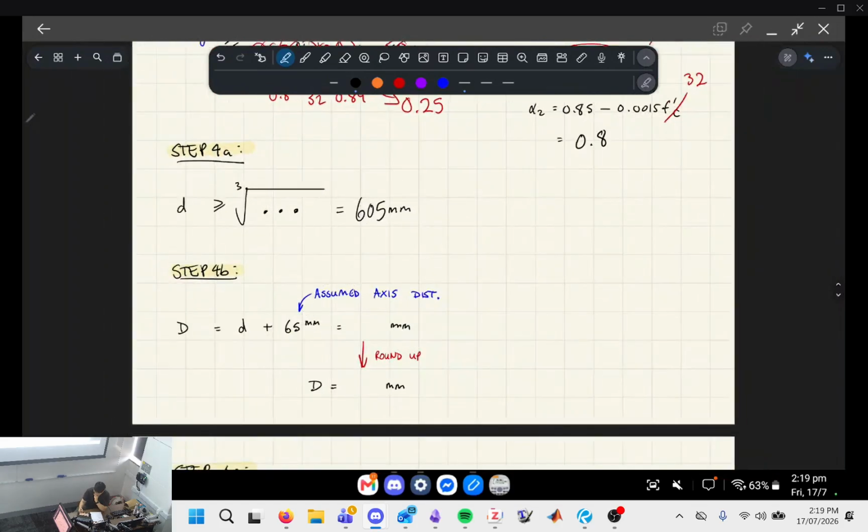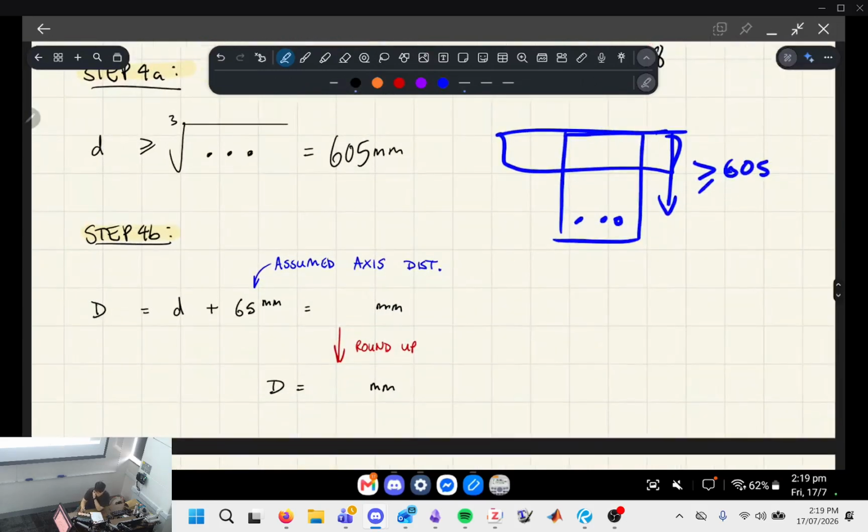So just to recap, we're here now. We're saying that the depth to the tensile steel, and sorry, this is for a T-beam, has to be at least 605, right? So it has to be greater than or equal to 605. We're going to replace this with 605. But we actually want it in terms of d, so we're more interested in this value. This is large uppercase D.